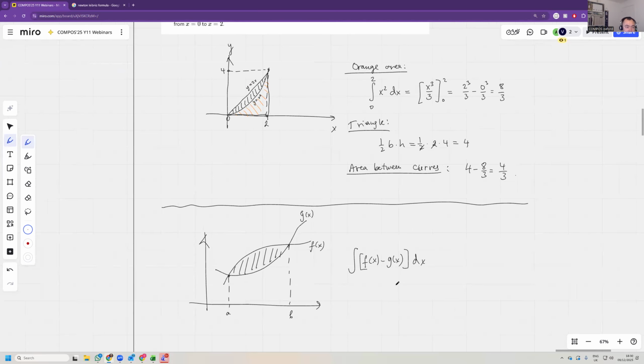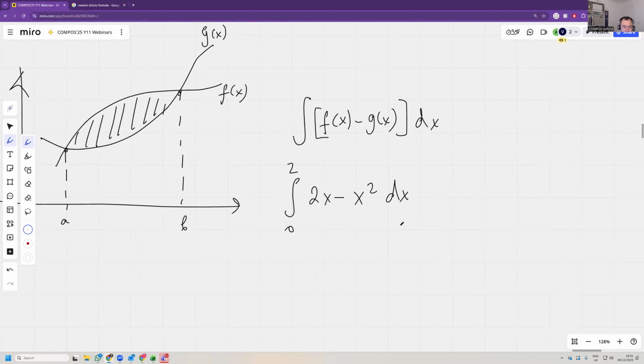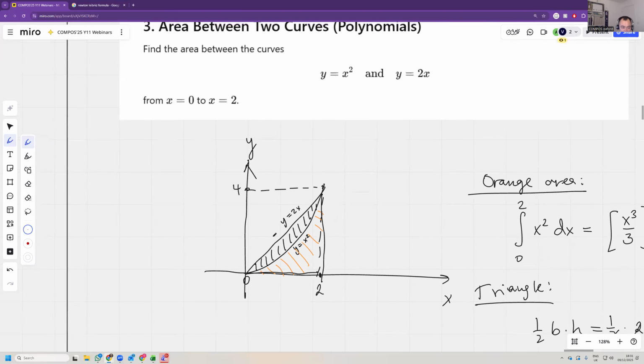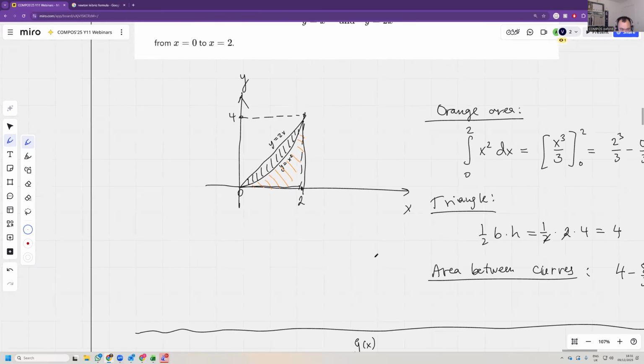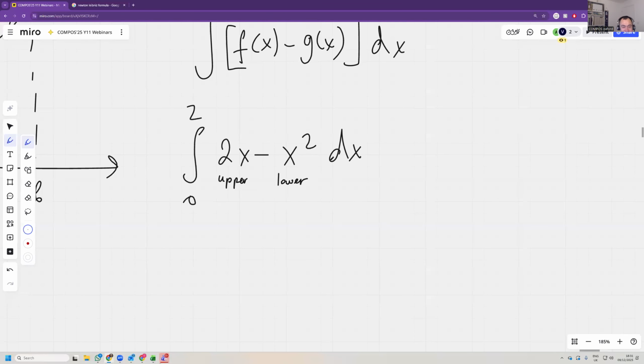So this is the integral of 2x minus x squared dx between limits 0 and 2. So you can substitute that. It's the upper function minus the lower. So 2x is the higher, it goes above, and x squared is the one that goes below. And then you just integrate that.